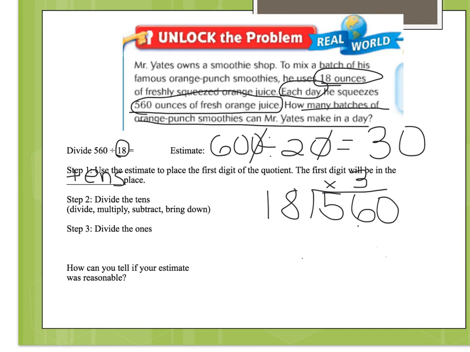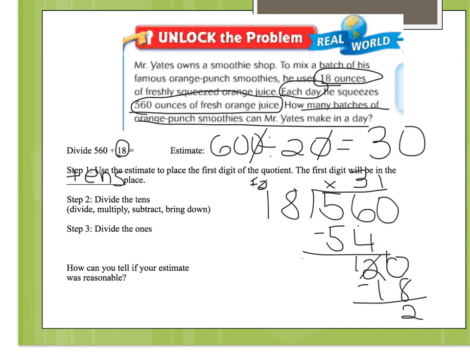Let's try it now. 8 times 3 is 24. I'm going to write a little 2 here. 3 times 1 is 3, plus the little 2 is 5. And I crossed it out because I already added it. Now I can subtract. 6 minus 4 is 2, and I can bring down my 0. Now I have to look. 18 into 20, that's going to go 1 time. That's easy. I'm going to multiply. Now I have to subtract and borrow, and my remainder is 2. So I divided. I got an answer of 31, remainder 2.